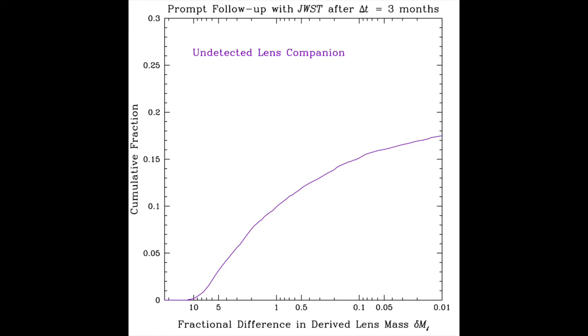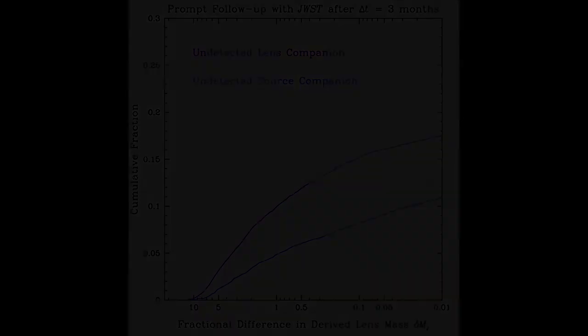The curve corresponds to 3 sigma lens flux detections obtained via prompt follow-up photometry using JWST 3 months after the peak of each event. Only 12% of lens stars with undetected lens companions would have fractional mass differences greater than 50%. This drops to 6% of lens stars when considering blend flux contamination from undetected companions to the source. Here I have assumed that every lens or source star has a stellar companion, so these percentages would be further suppressed by the single star fraction.